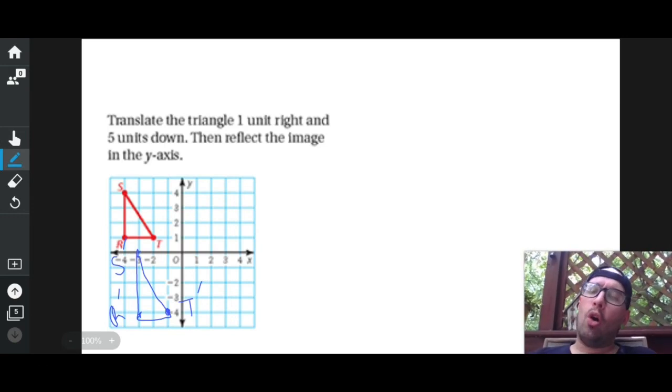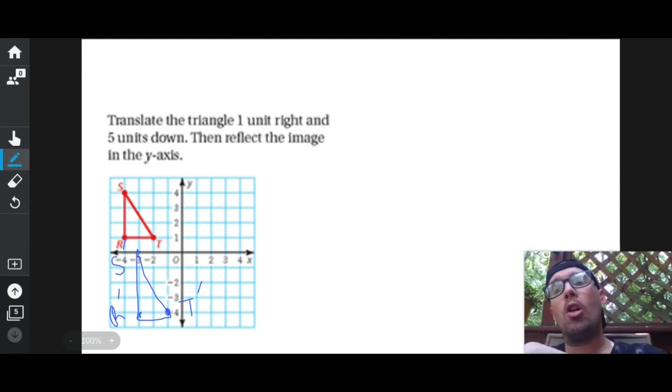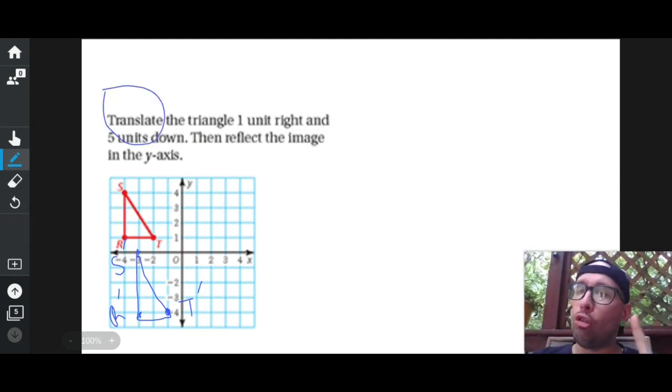If I could actually draw on a computer with this little thing that's supposed to be a pen, you would see that my shape didn't change size. It didn't rotate. It didn't reflect. All it did was move. Well, that makes sense because all I did was translate so far.